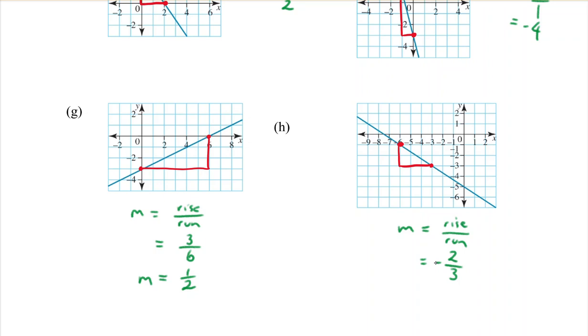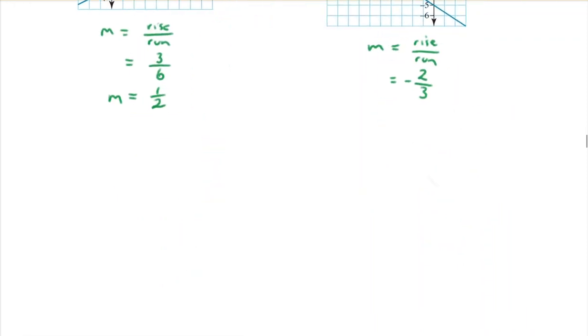Have we finished H? I got negative 2/3. Negative 2/3? Did anyone make a different triangle to me? Yeah, because I made a fairly small triangle, but you could have come all the way down here and you should still get the same answer, which is perfectly fine. Okay, so you need to do the pages that follow.